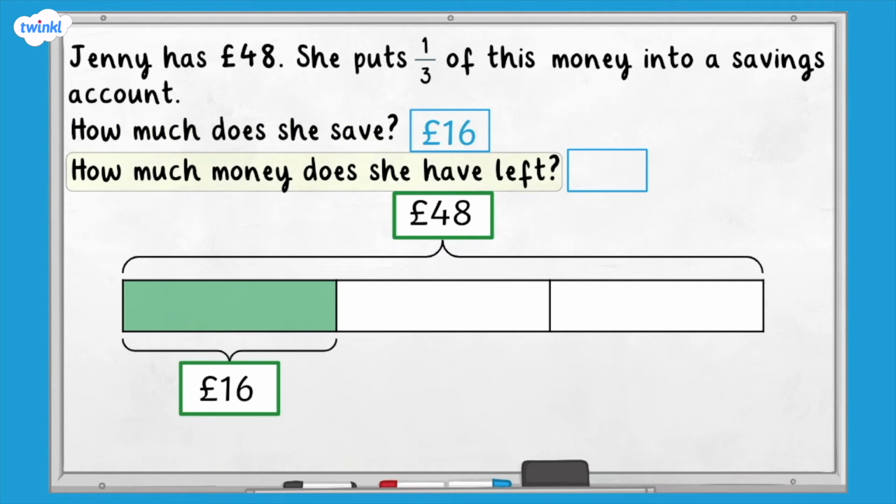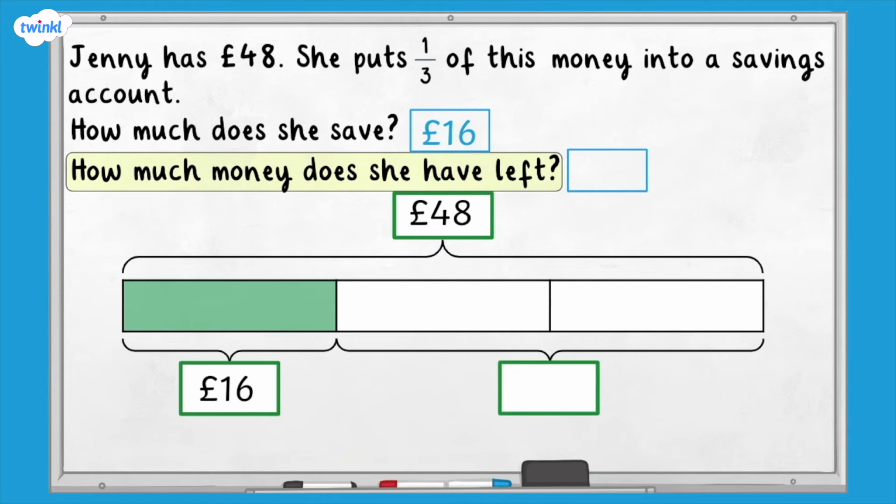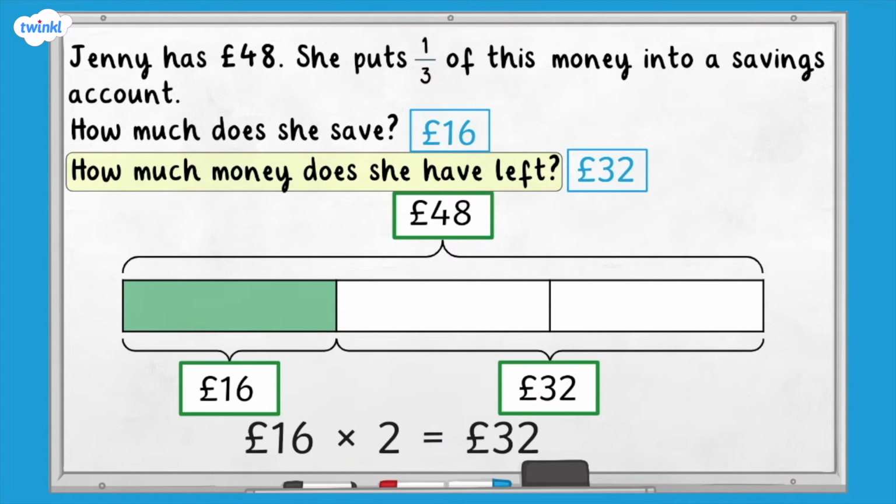So moving on to part 2 of the question, how much does she have left? If she puts 1/3 into a savings account, she will have 2/3 left. We know that 1/3 of £48 is £16. So we can calculate 2/3 of £48 by multiplying £16 by 2. Therefore, 2/3 of £48 equals £32. Jenny will have £32 left.